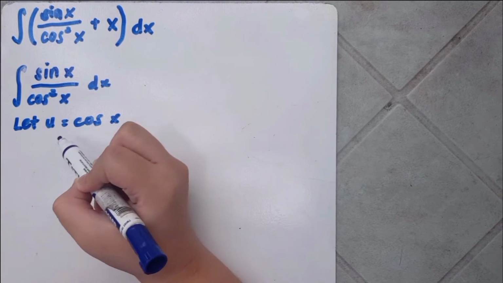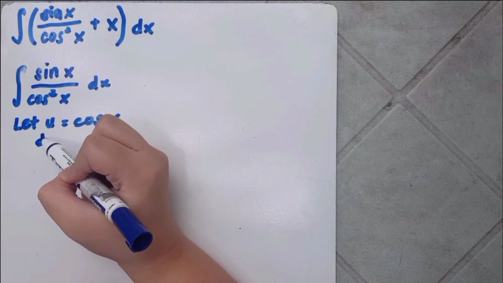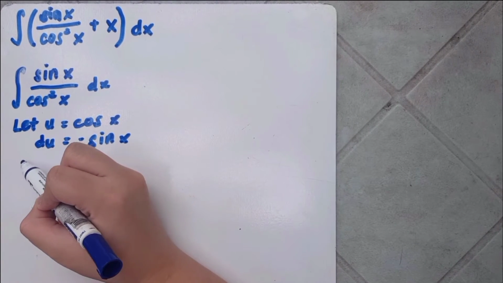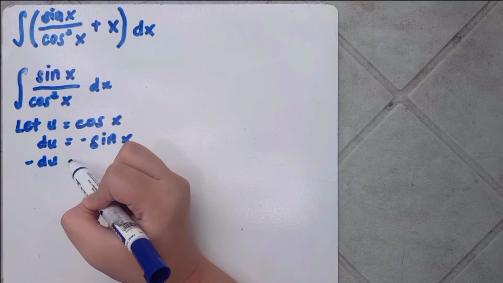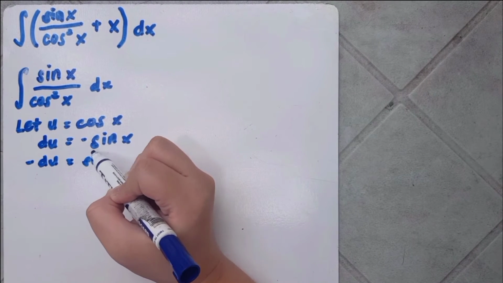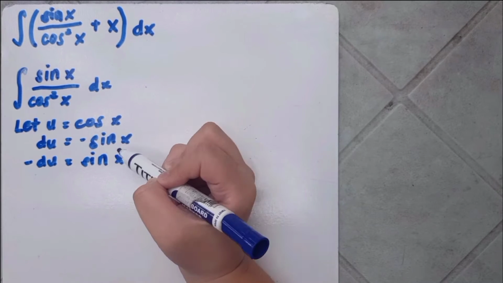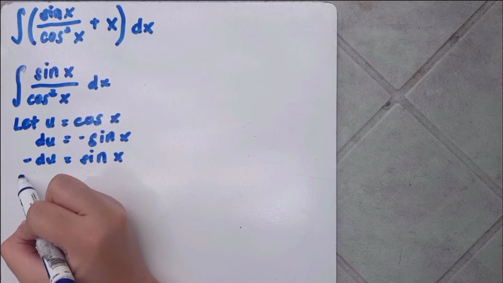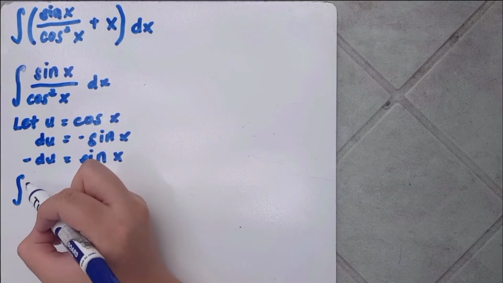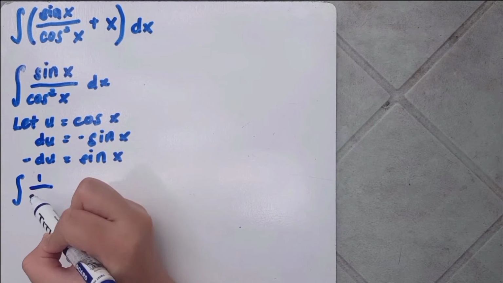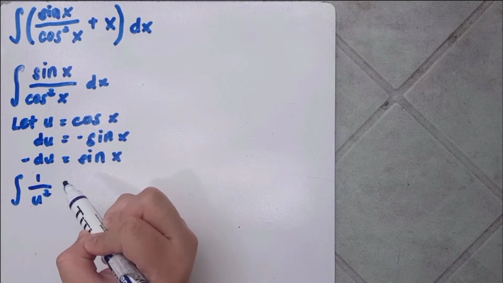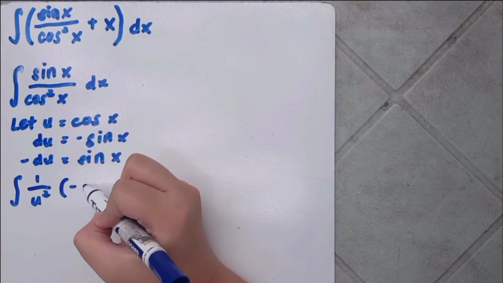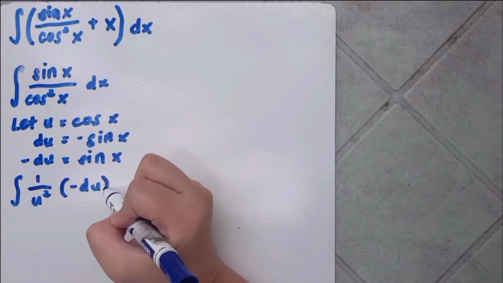Then, we find its derivative, or du, which is negative sine x. Lastly, the negative du. The latter is achieved by multiplying both sides of du by negative 1, which gives sine x. After we are done with the u substitution, we can now substitute the cosine squared x with u squared, then sine x dx with negative du.